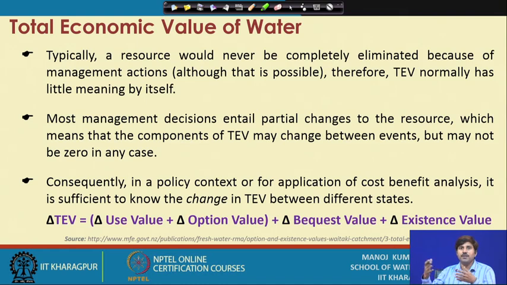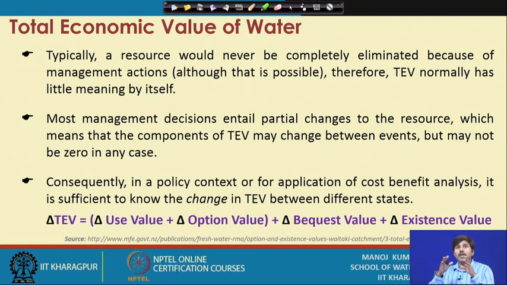We have plenty of rivers dried up, plenty of lakes that have dried up. We have lost the entire Saraswati river in the Rajasthan belt and all that. So, that way the resource does get depleted.